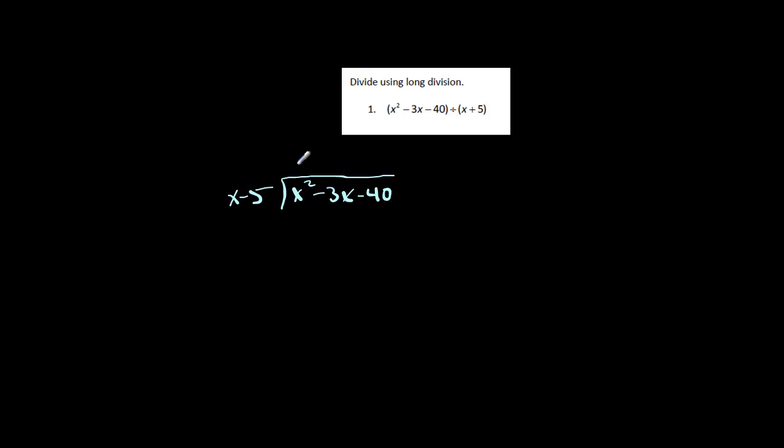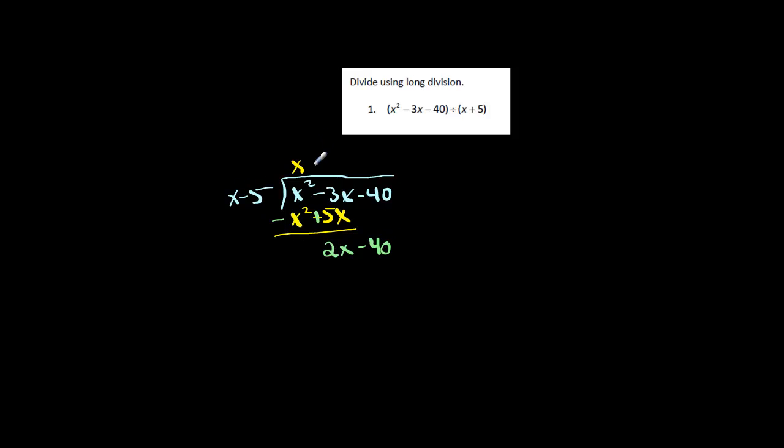So x goes into x squared x times. Let's multiply. X times x is x squared. X times negative 5 is negative 5x. Let's change the signs and add down. So you get positive 2x and drop the negative 40 down.